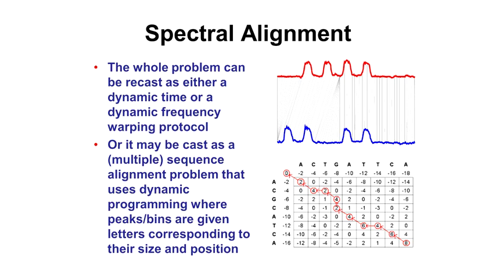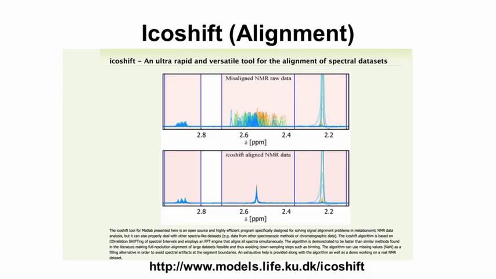So this is what's been used for a while, but more recently, a much more elegant approach called icoshift has been developed. And this is an example where you've taken a spectrum where there's clearly variations in pH. There's many, many samples, and that's the top one. Using icoshift, it's possible to get all of those spectra that are all over the place, all nicely aligned.